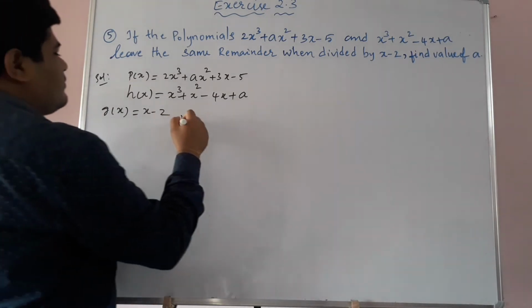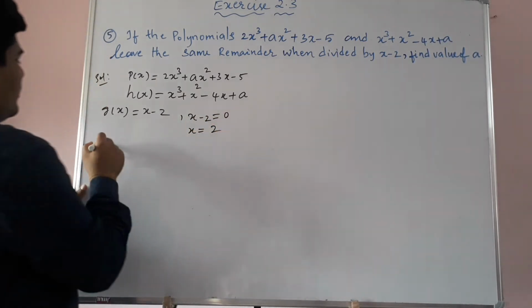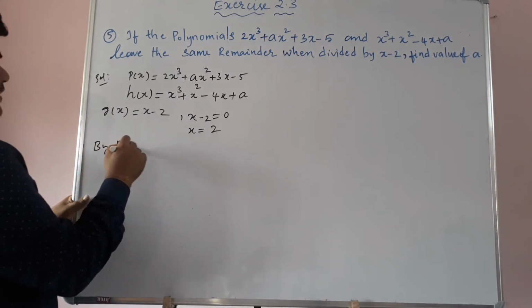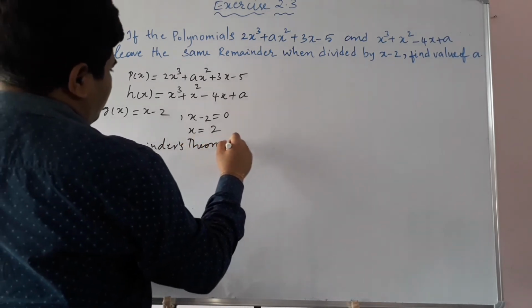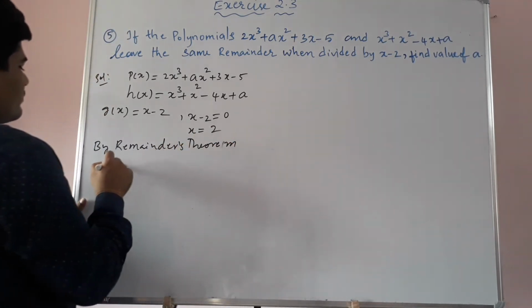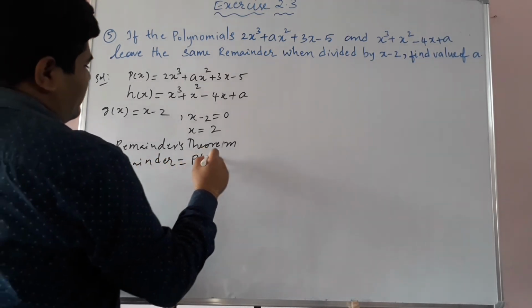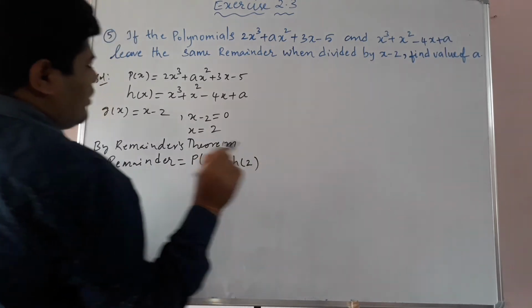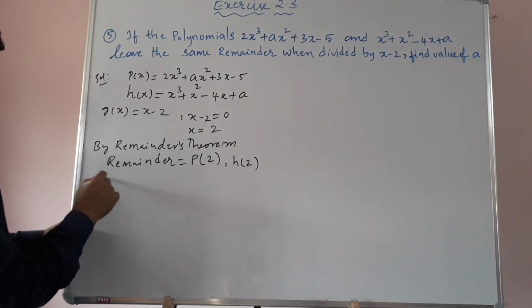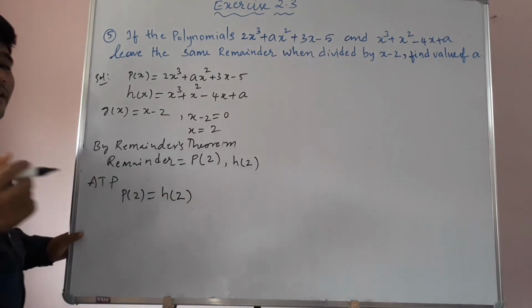Okay, so children, just equate this x minus 2 to 0, x is equal to 0 plus 2, that is 2. So by remainder theorem, remainders are p of 2, h of 2. Two remainders are there. So according to the problem, p of 2 is equal to h of 2. Both are leaving the same remainders.